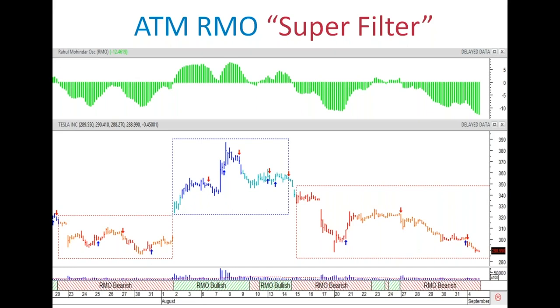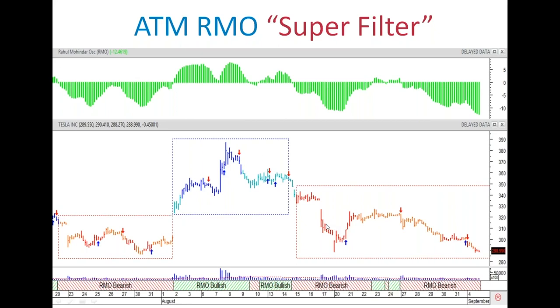Now, when you have the ATM or the automated trend modules add-on that I developed, we recently added the super filter, probably a year or two back, 2 years back to be more precise. We looked at how we could better the RMO itself. Now, I always get the question, what's the difference between the RMO and the super filter that I've used? Well, if I could simplify it, the super filter is going to mark four bar colors.